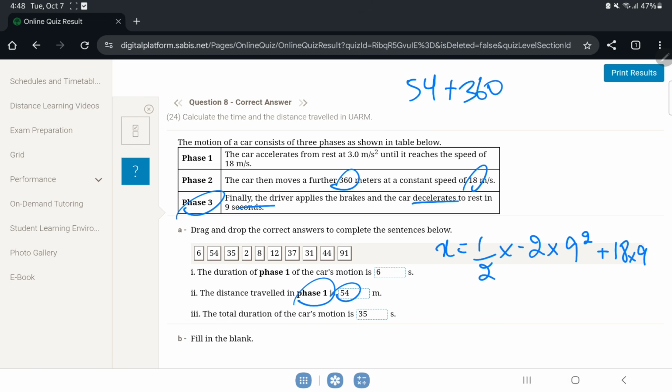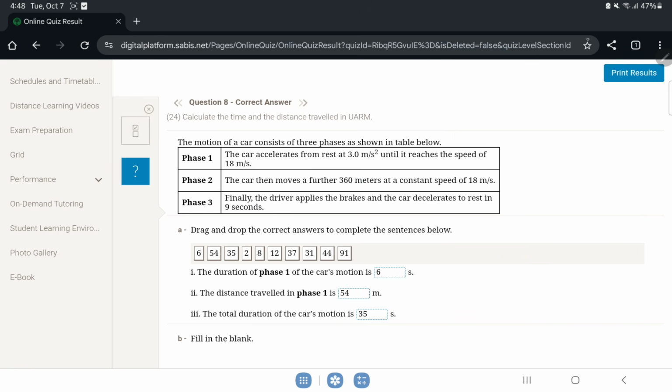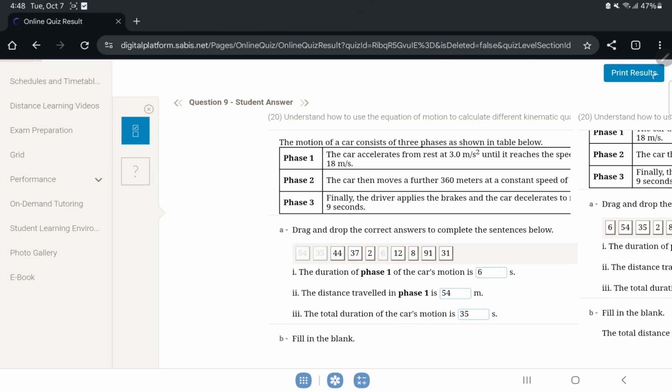So now we plug this into the calculator and we get 81. So we have 81 for phase 3. Add these all up and we will get 495.